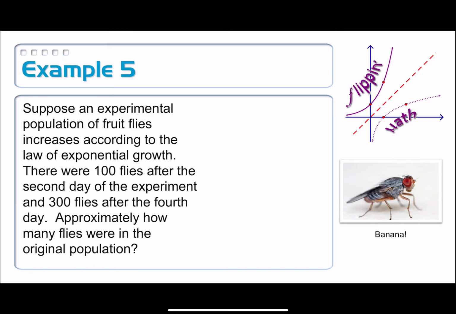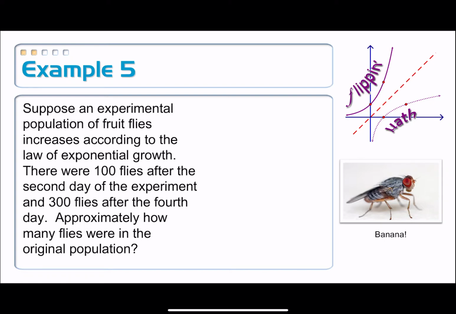Right, so let's do a couple more examples involving exponential growth models, population growth models. Example 5 here: suppose an experimental population of fruit flies increases according to the law of exponential growth. There were 100 flies after the second day of the experiment and 300 flies after the fourth day.